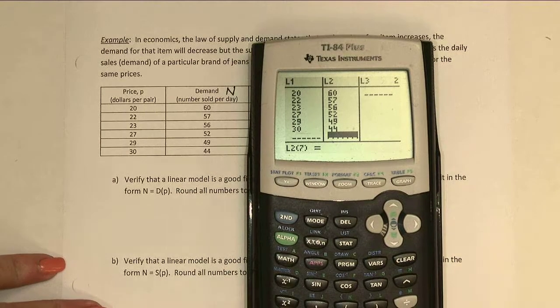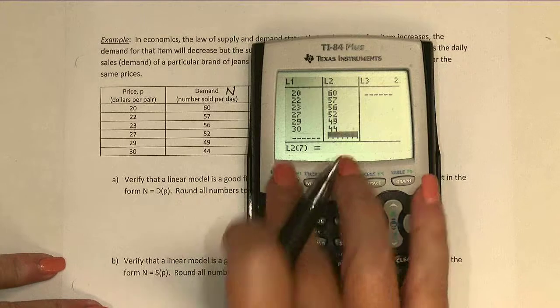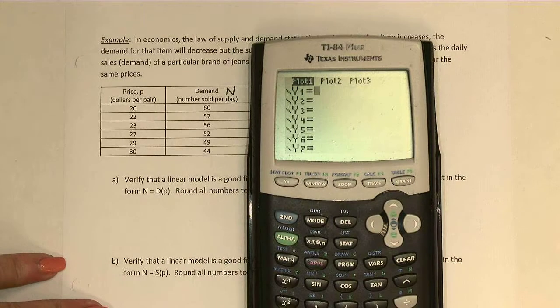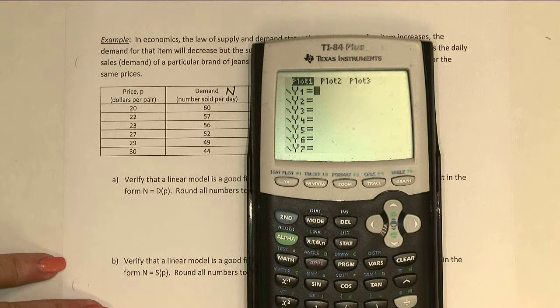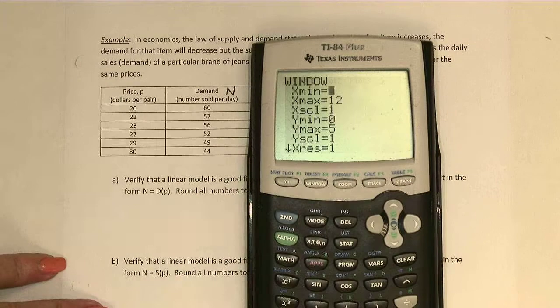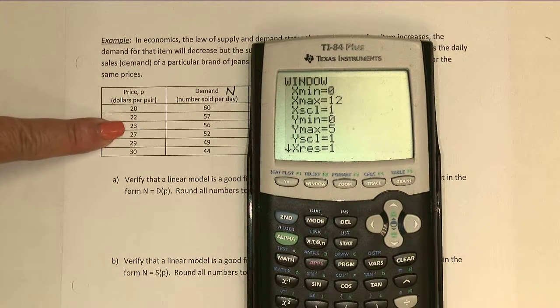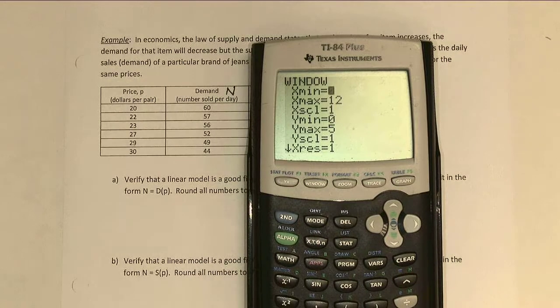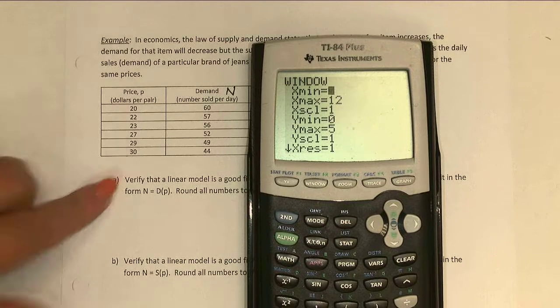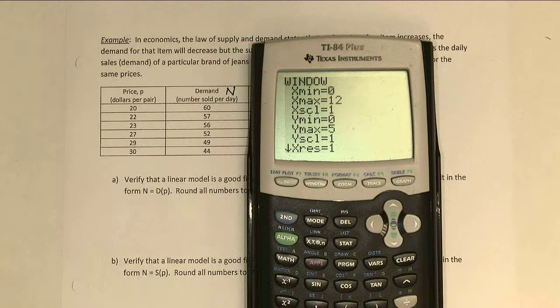First of all, I just need to verify that I do want to use a linear equation. So I'm going to go back to y equals, and I'm going to say, let's see, we've got our plot turned on. That's good. In the window, looking at the prices, they go from $20 to $30. I usually like to start with a 0 if I can, but in this case, the data is all kind of in that 20 to 30 range. So maybe I'll go from 18 to 32, just allowing myself a little bit of room on both sides.